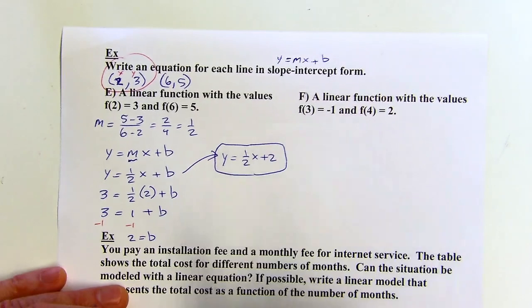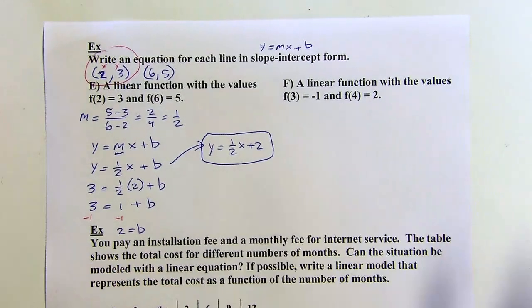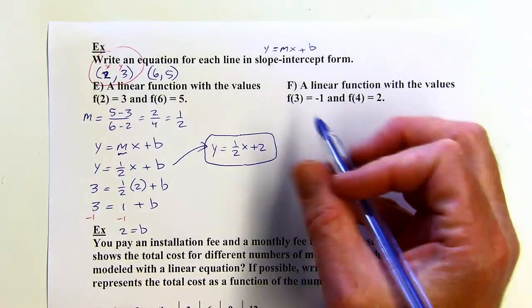It's the same result you should get if you wrote it first in point slope form and then converted to slope intercept. I kind of like this method, but they both take about the same amount of time. So whatever your preference, it should work out the same.